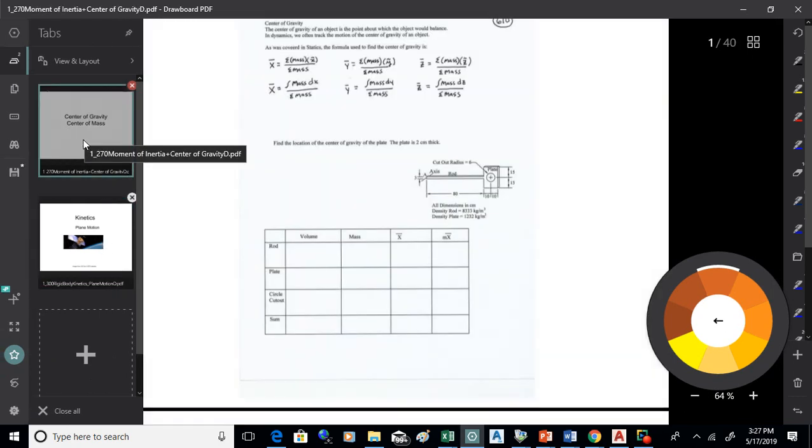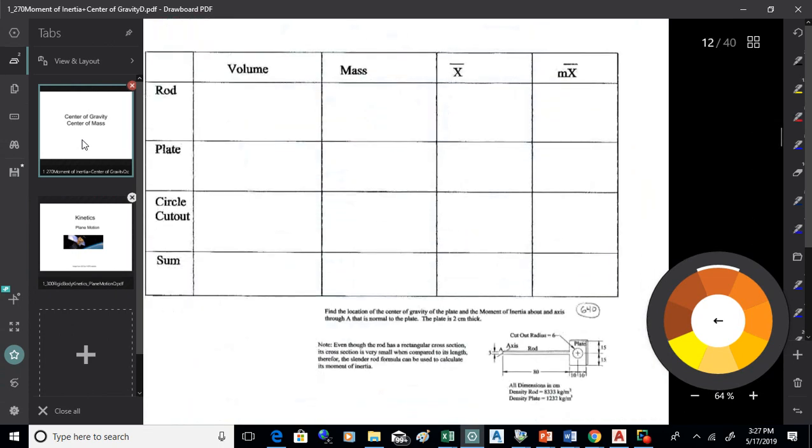All right. So that's a property of an object, the center of mass. So are we good with that? Any questions?